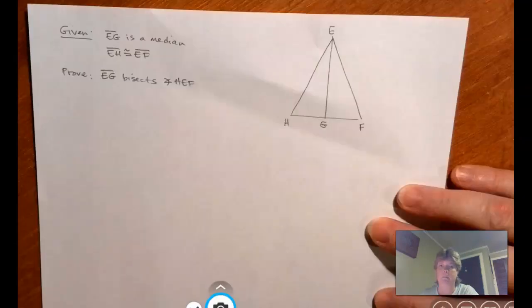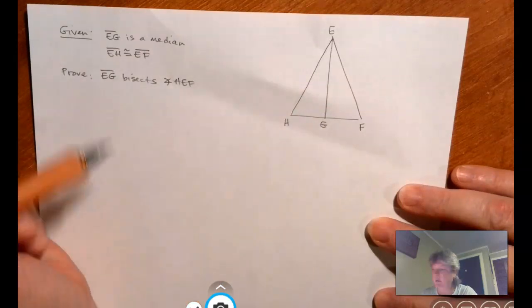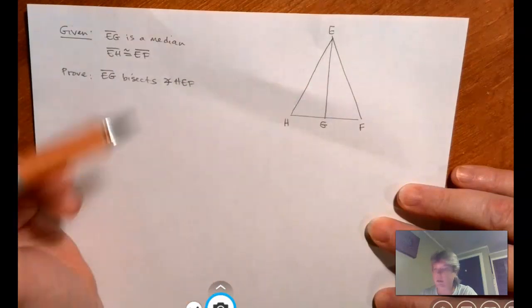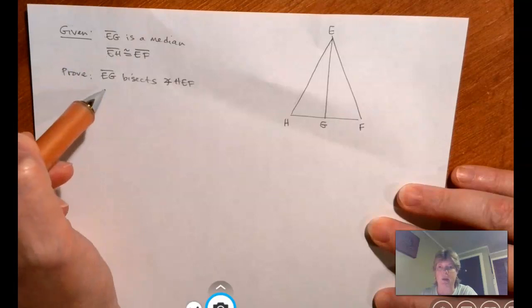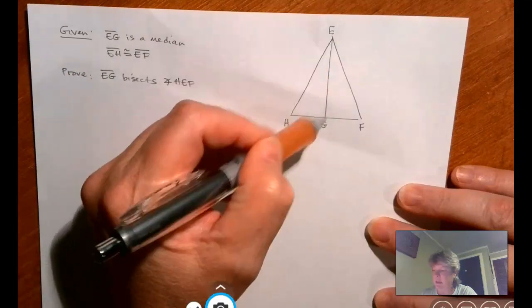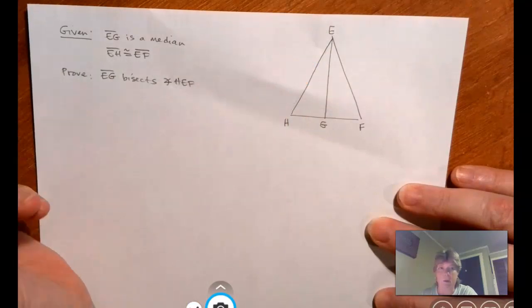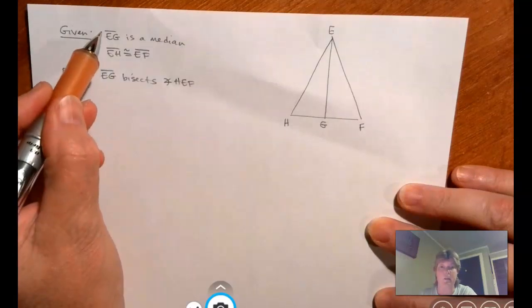Okay. So let's take a look at an example where you might use some of these Cevians in a proof. Here I've got my triangle HEF, and I'm given that this segment right here, EG, is a median, and I'm also given that EH and EF are congruent. What I want to prove is that this segment bisects this angle up here. As with all proofs, I'm going to label my picture with all of the information that is either given or that I can conclude from a given.